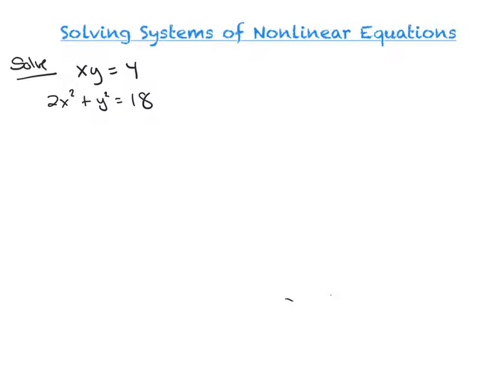Let's do another example. Now let's solve the system of equations x times y equals 4 and 2x squared plus y squared equals 18. Now what I want you to notice about this one is, unlike the previous example, we don't have like terms lining up. We don't have an x squared and a y squared lining up with the x and the y in the top equation. But we do have nonlinear. We have squareds on the x's and the y's, and anything that has x and y multiplied together would also be nonlinear.